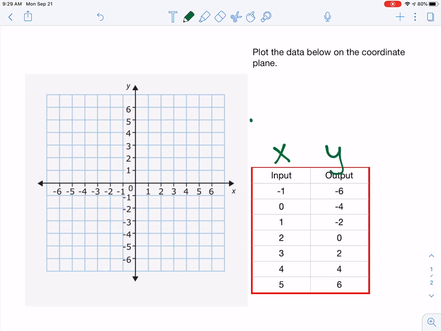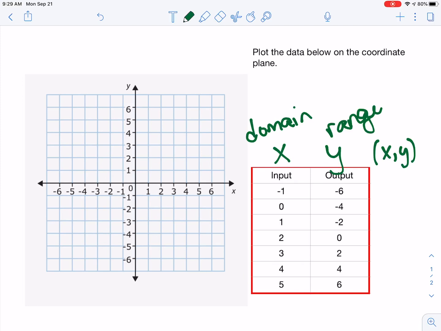Now sometimes they call the x the domain, and sometimes they call the y the range. Whichever name you give it, it doesn't matter. The input or the domain is always your x value. The output or the range is always your y value. So I'm going to turn each one of these values in this table into an ordered pair so that I can plot them on the graph.